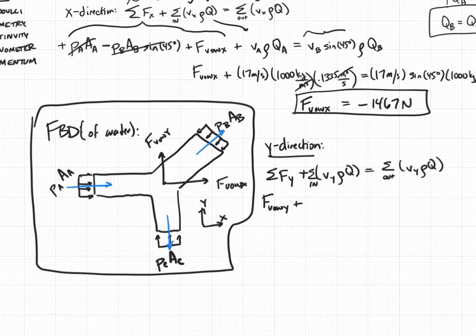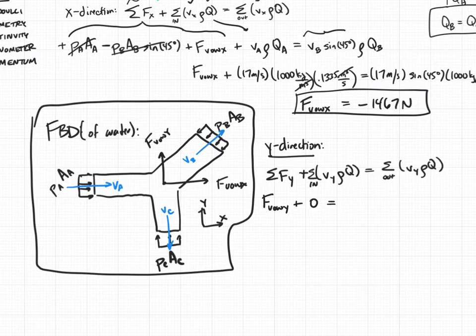Okay, so those are momentum fluxes. So this is VA, this is VB, this is VC. Notice VA is the only one that's in and it doesn't have a Y component. VB is out. Okay, so I'm going to just put a 0 right here.